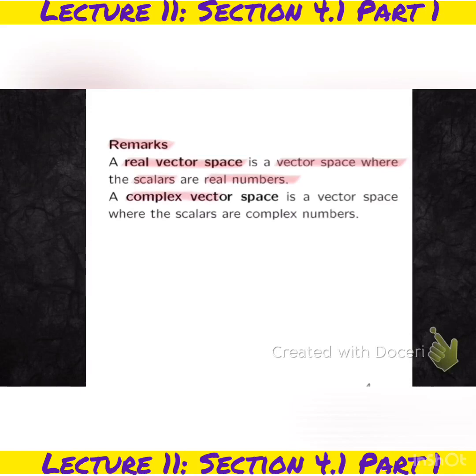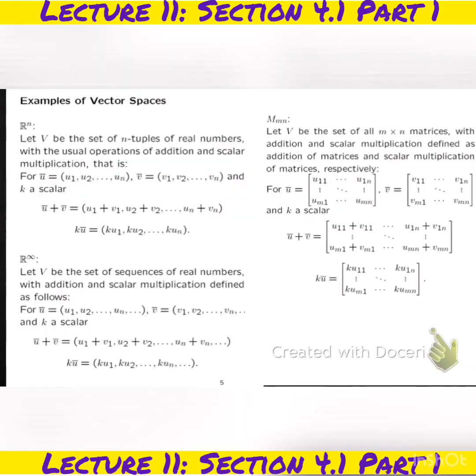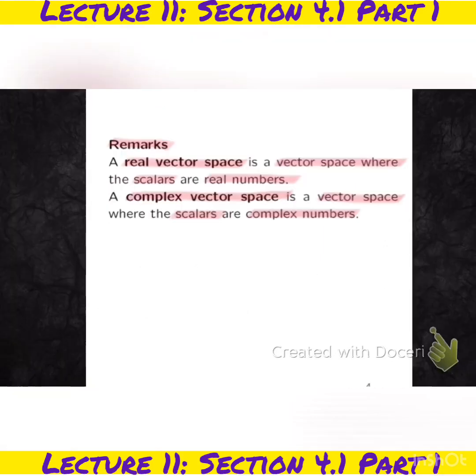Similarly, a complex vector space is just a vector space where the scalars are complex numbers. But for the purpose of chapter 4, we're only interested in real vector spaces. Depending on what the scalars are, that is going to influence what your vector space is going to be called. All right, let's look at some examples of vector spaces.